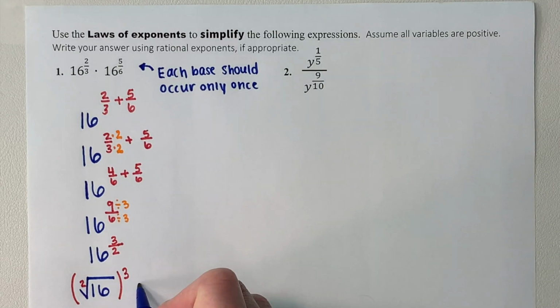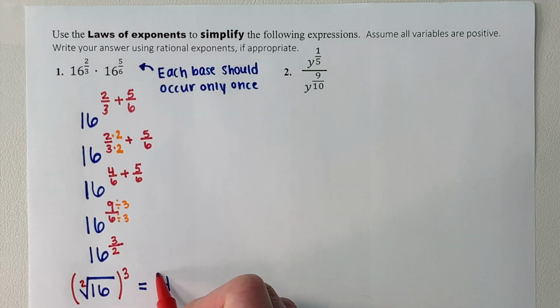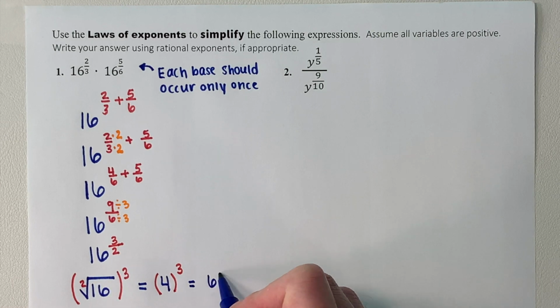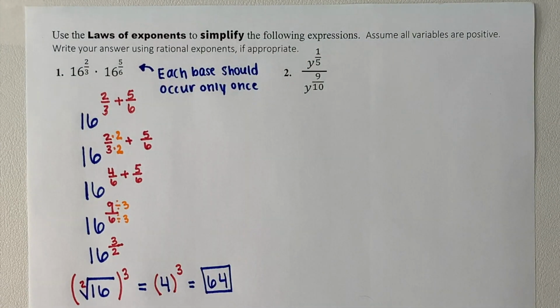Now let's simplify this. If we work inside the parentheses, the square root of 16 is 4, and then we'll make sure to include these outer parentheses, and 4 cubed will leave us with 64. Now we've simplified as much as possible.